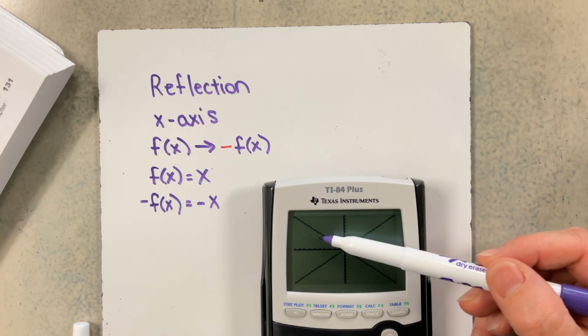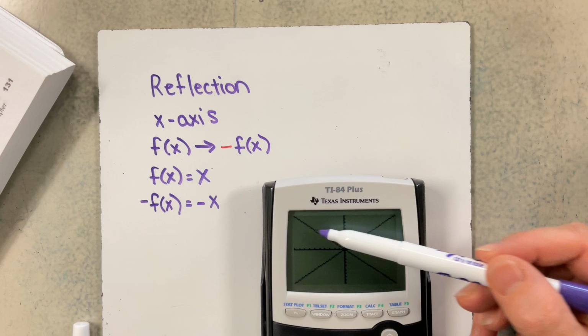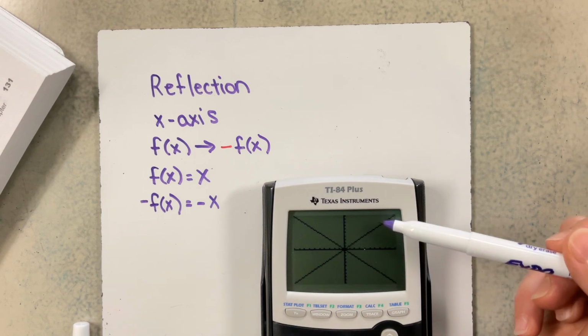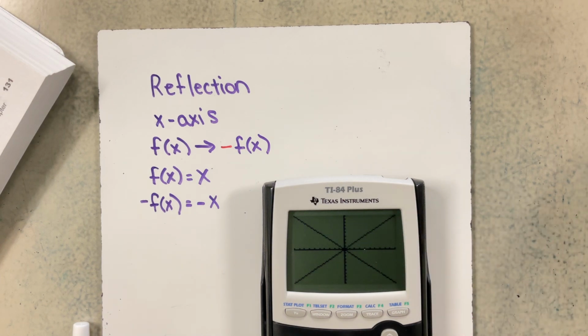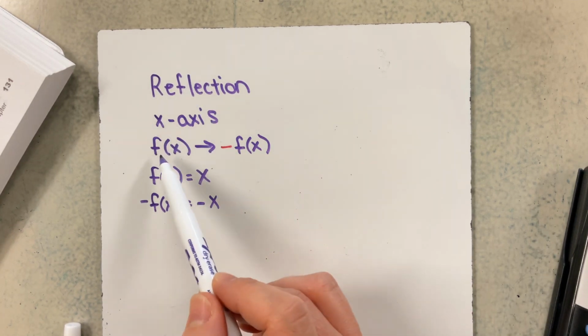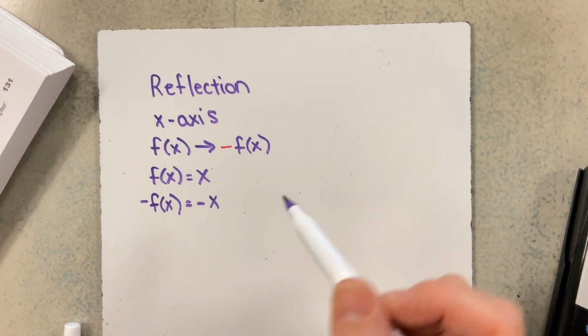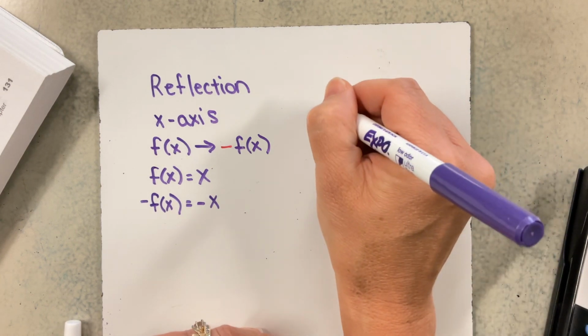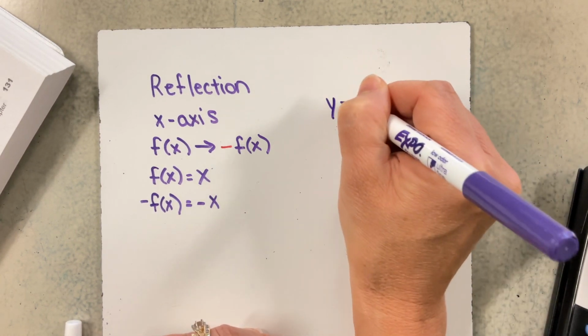Okay? This one came down there. That one went up there. This one came down there, this one went up there. So that is around the x-axis. So a reflection on the x-axis looks like this. Now, reflection around the y-axis.